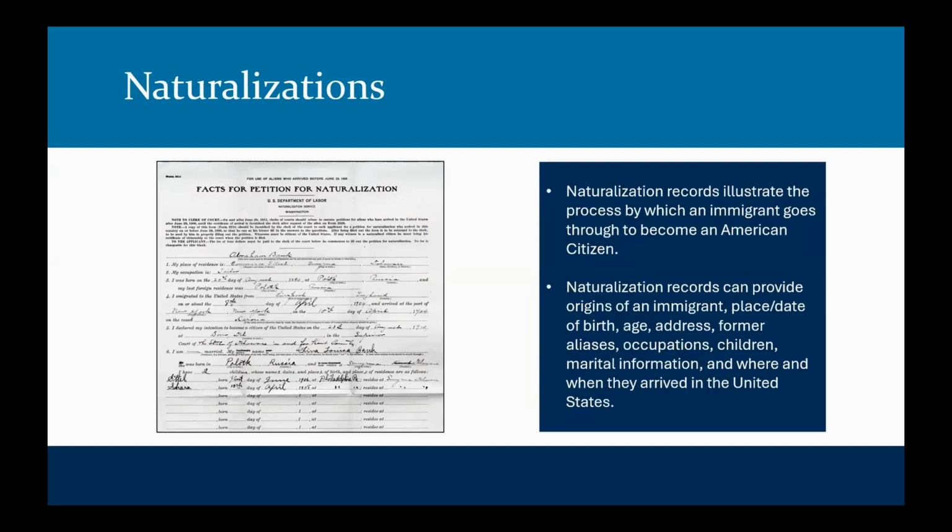Naturalization records can provide the origins of an immigrant, the place and date of birth, their age, address, former aliases, occupations, children, marital information, and where and when they arrived in the United States. These records are organized by last name, date, county, and place of origin, which make these searches very easy for genealogists to pinpoint a certain ancestor. When a husband is naturalized, the wife usually was automatically naturalized under her husband's name.